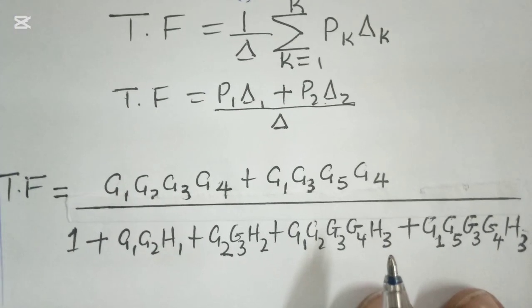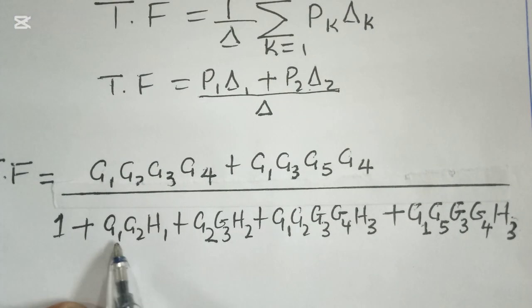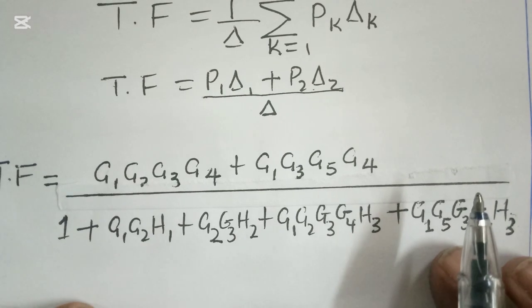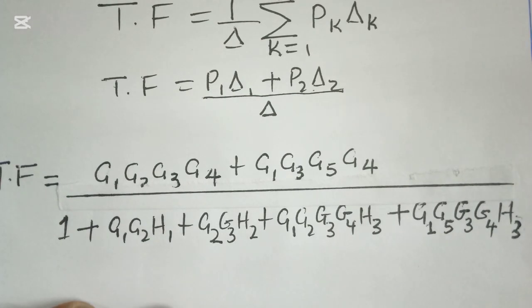Then all over 1 minus the loop gains. Because all of these loops had a negative, and here we had a negative, they now become plus.